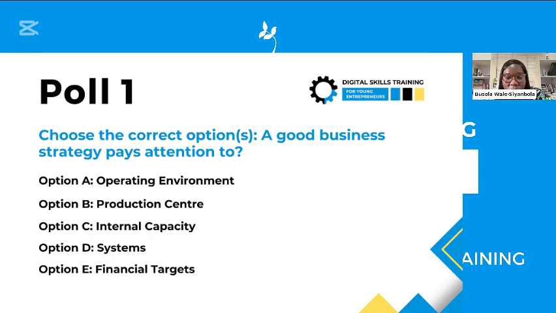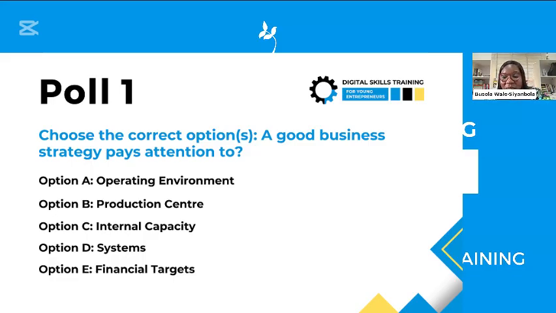Okay, we have 4 people who chose operating environment, 1 person who chose systems, and 1 person who chose financial targets. All right. I believe that this is the 6 people that we have in the room. I'm assuming that because it's single choice, you could only choose one answer. The people who chose operating environment are correct. The person who chose systems is wrong. The person who chose financial targets is correct as well.